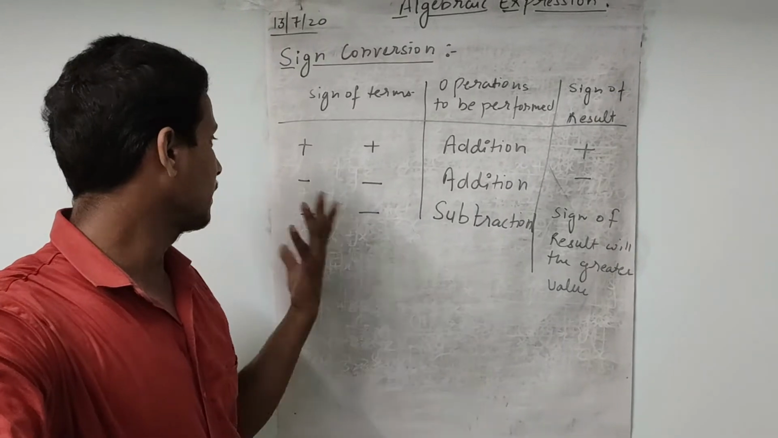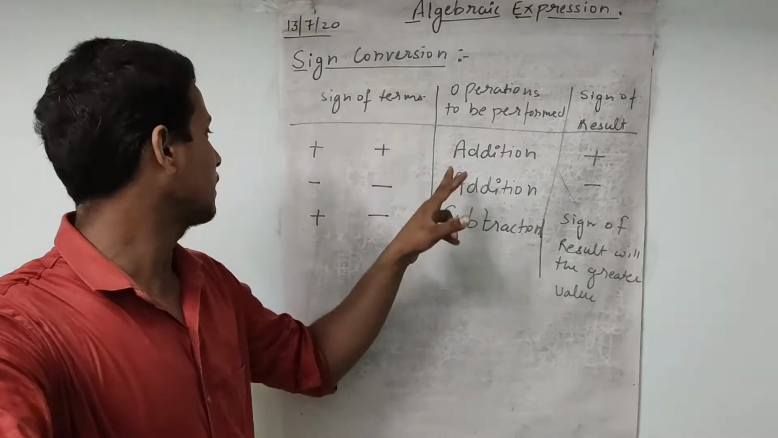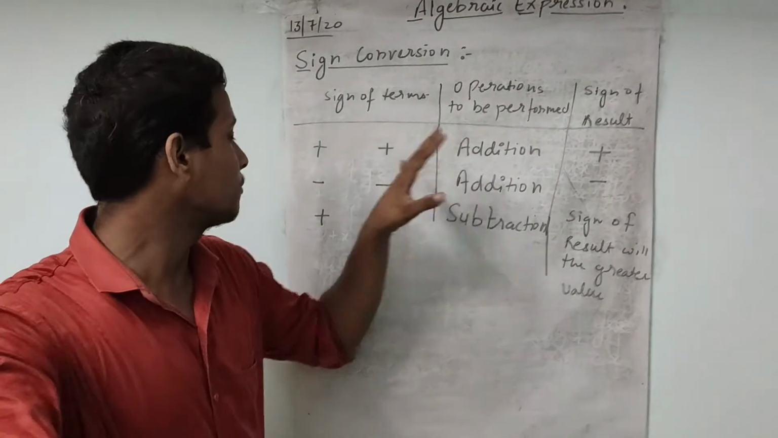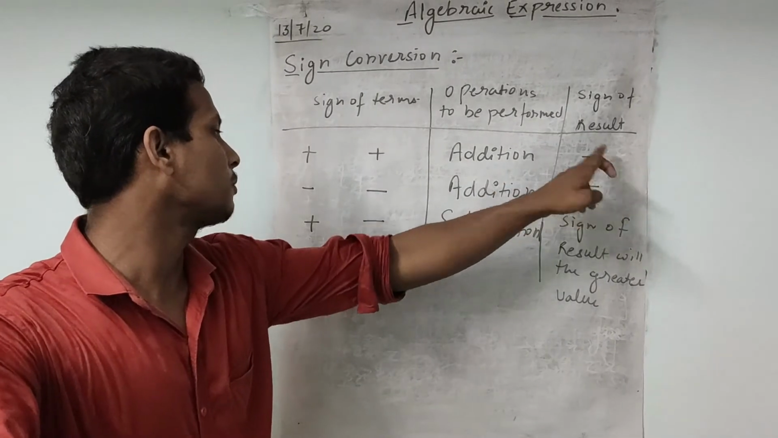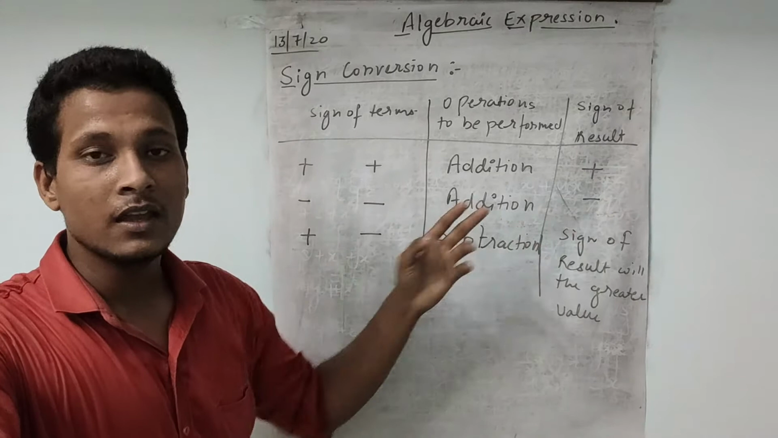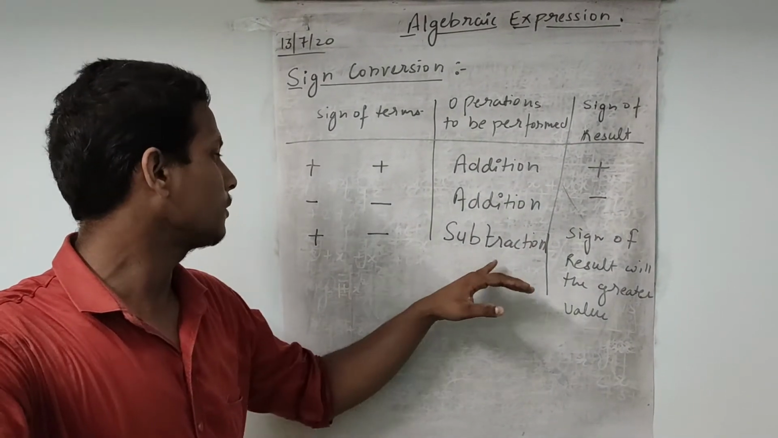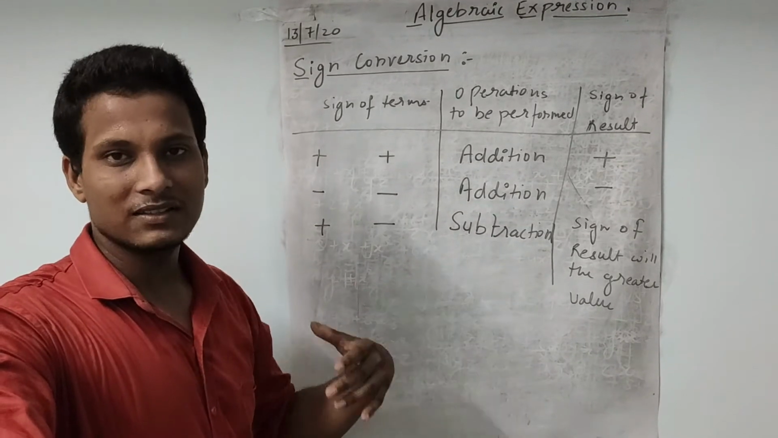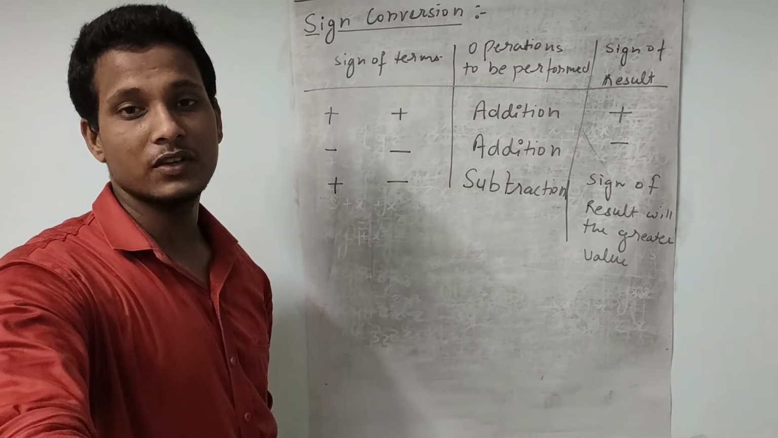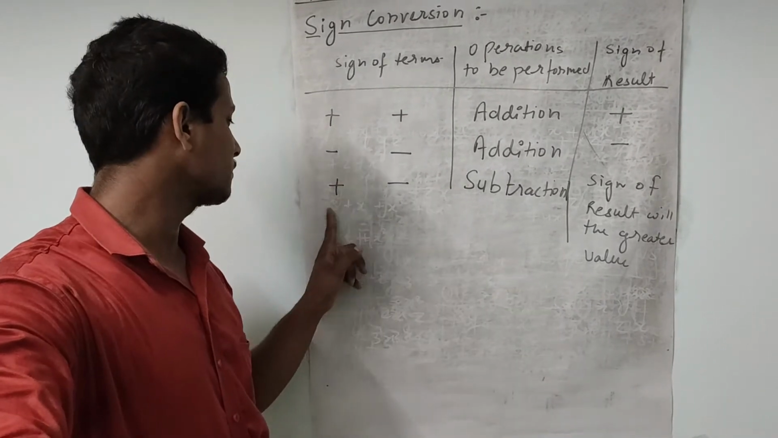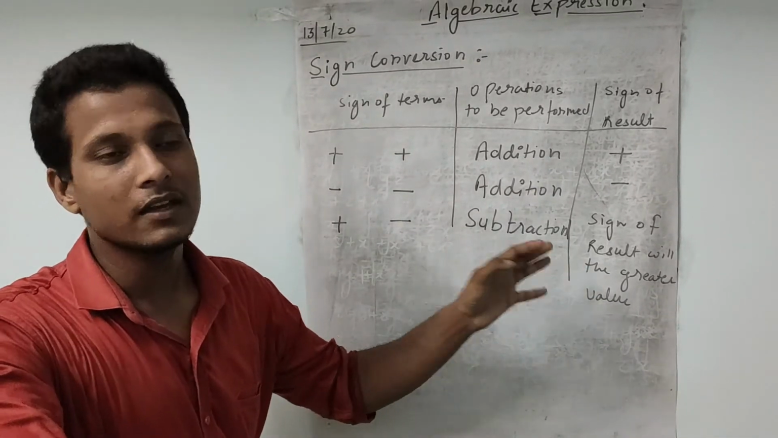So what we have learned here is that if both the signs are the same, either positive or negative, then we have to perform addition, and the sign should be the same as given in the terms. If positive is given, the result will be positive. If negative is given, then negative. If the signs are different, either negative positive or positive negative, then we need to perform subtraction, and the sign of the result will depend on which value is greater. If the positive value is greater, then the sign will be positive. If the negative value is greater, then the sign will be negative.